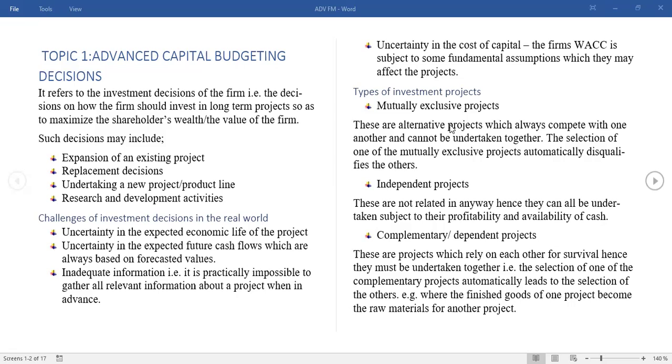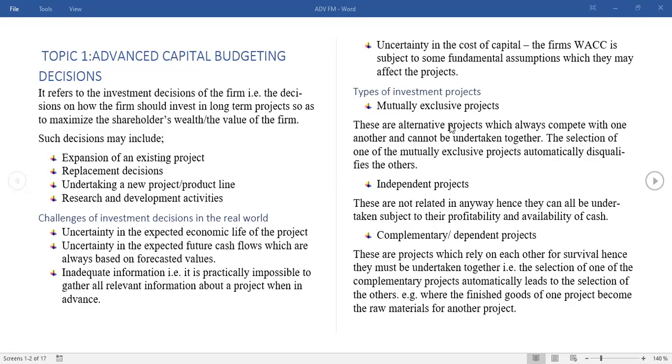So in this case, when you're looking at independent projects, it means that they can be undertaken, right? We are saying that they are not related in any way. For example, you can be investing your money in the money market, and also you can be investing in a kiosk, right? They don't relate in any way, but it normally depends on how much money you have to spearhead your project.